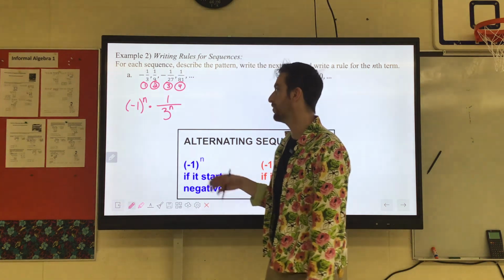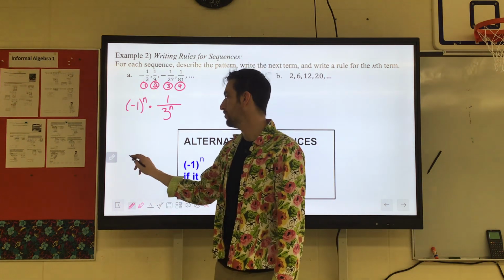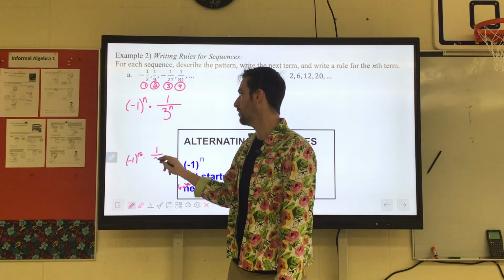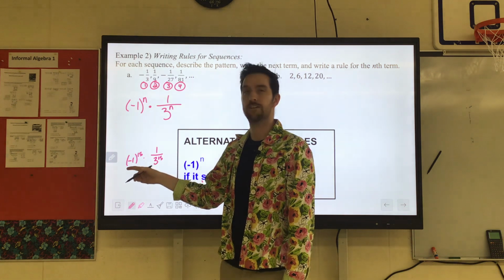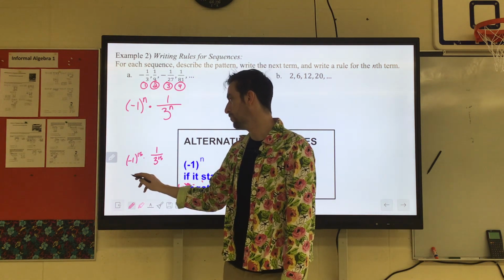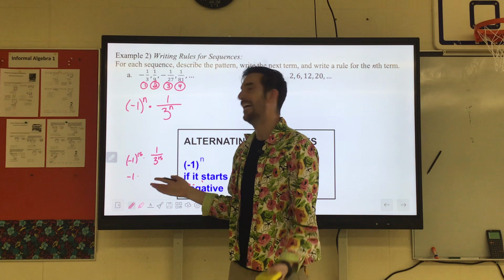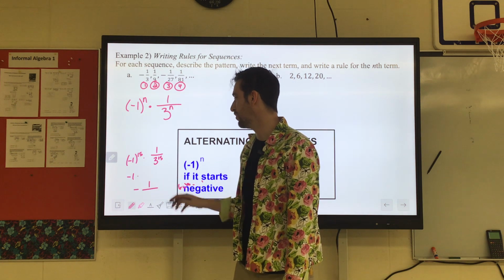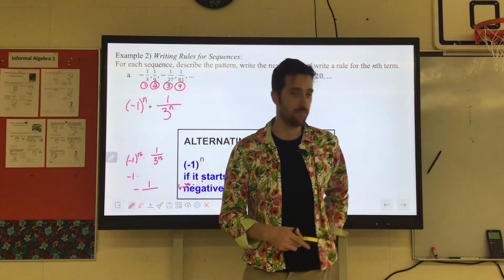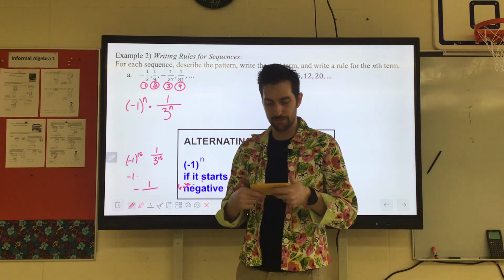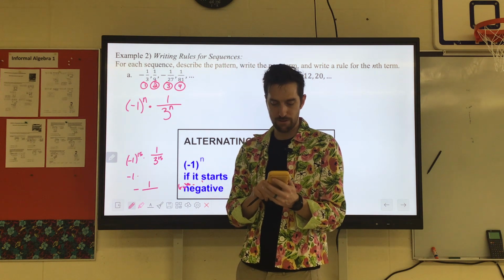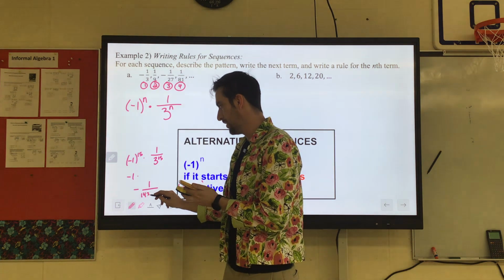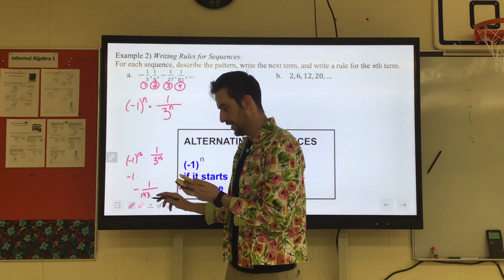So if I was looking for the 15th term, I would do -1 to the 15th times 1 over 3 to the 15th. Now, a negative number to an odd exponent would be -1 times, I don't know what this is. But then when I do it times -1, it'd just be -1 over whatever that is. I should probably figure that out. Let's see what 3 to the 15th is. It's probably some ridiculous number. Yep. 14,348,907.